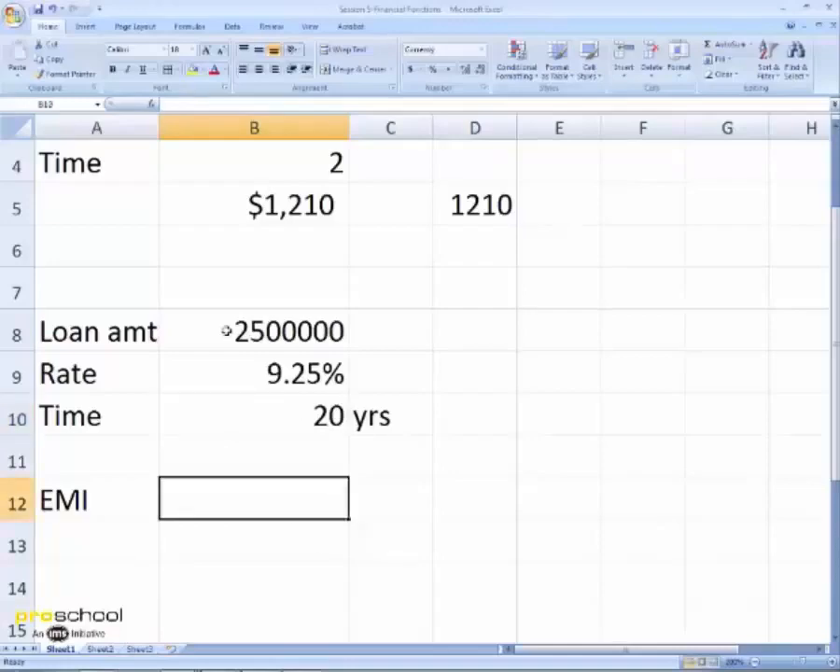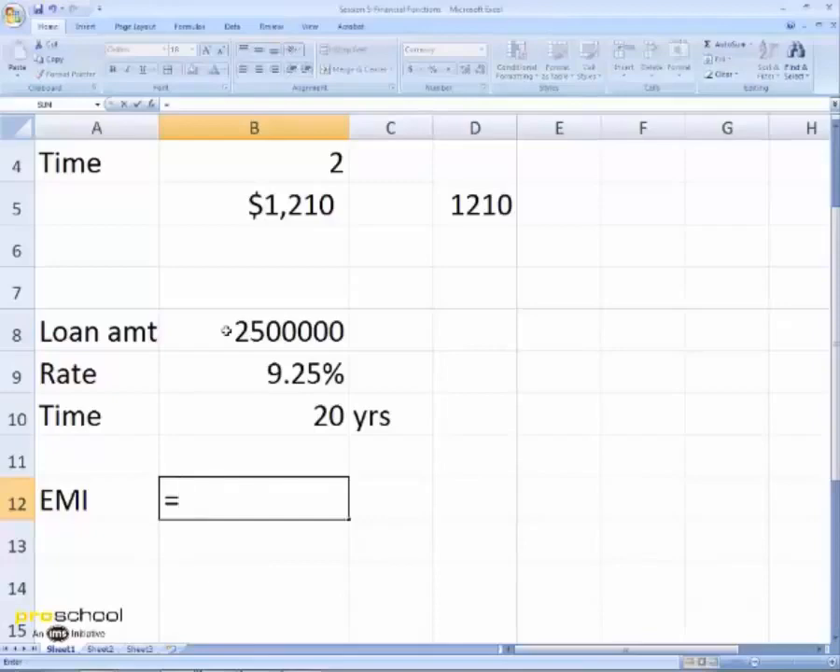Now, a few things that you need to remember here: you are calculating the EMI, which is equated monthly installments. So you're calculating monthly cash flows, whereas the time period and the rate given to you are an annual rate and a number of years. Hence, we need to convert them on a monthly basis before you can calculate the EMI using the PMT function.